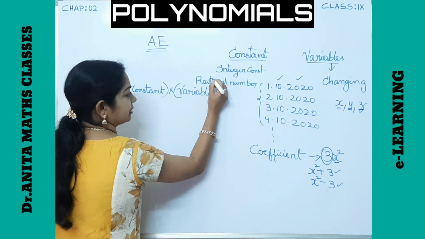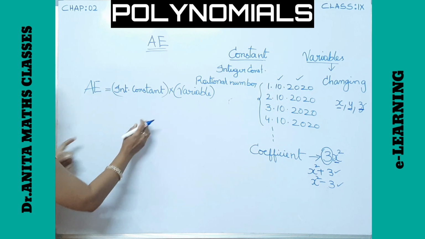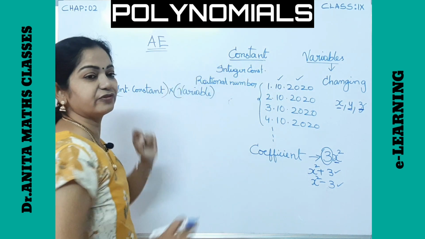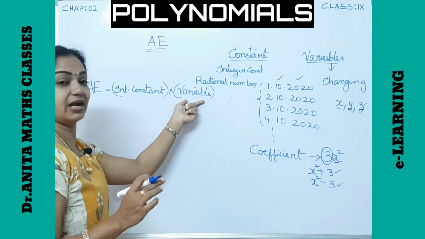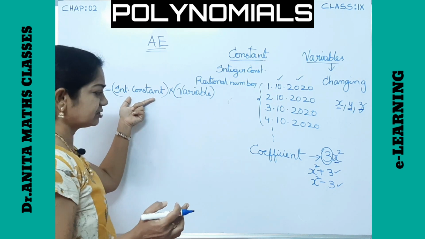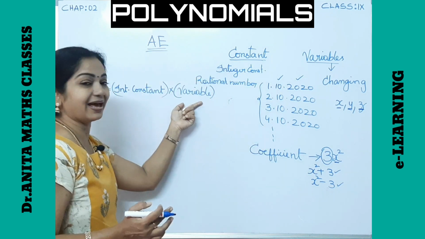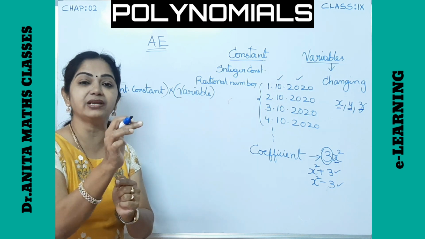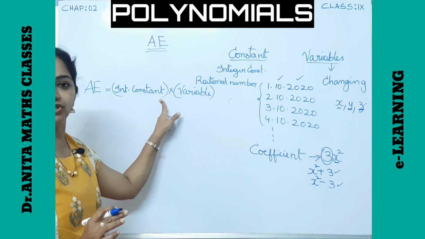So this is nothing but an algebraic expression: integer constant into variable to the power of a rational number. You may also get a doubt: the number attached to the variable is a coefficient, isn't it? Yes, an integer constant is also a coefficient when it is multiplied. When an integer constant is multiplied to the variable, it is called a coefficient. Here we can also replace it with coefficient, okay.